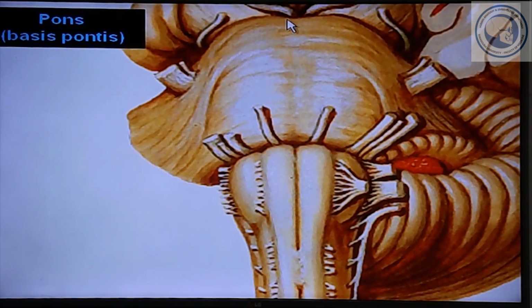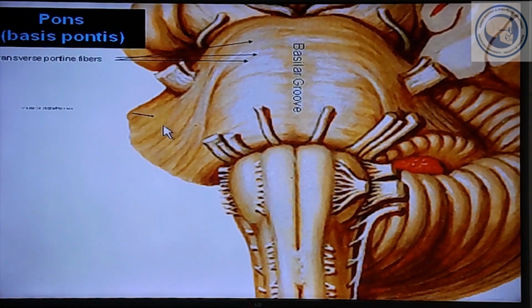We will have a groove in the midline. It is called the basilar groove because it is related to the basilar artery. Lateral to it, we have transverse pontine fibers, which are collected laterally to form the middle cerebellar peduncle. Also, in the ventral aspect of pons, we will see the exit of the middle four cranial nerves.